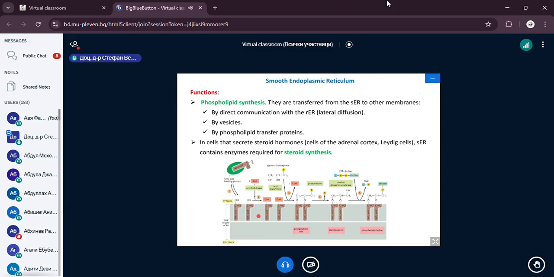And they fuse with the existing plasma membrane and deliver new phospholipids to the plasma membrane and also to the membranes of other organelles, membrane-bound organelles in the cell.